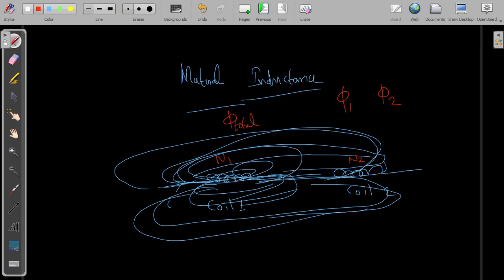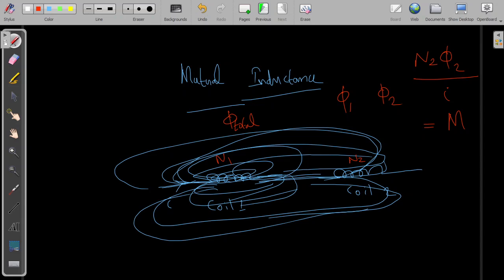Okay, then the mutual inductance is defined as N2 phi 2, that is the flux linkage associated with the coil 2, divided by I, and this is what is M, mutual inductance M. And this will be a constant.